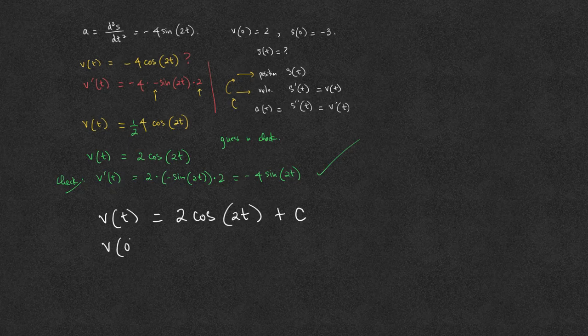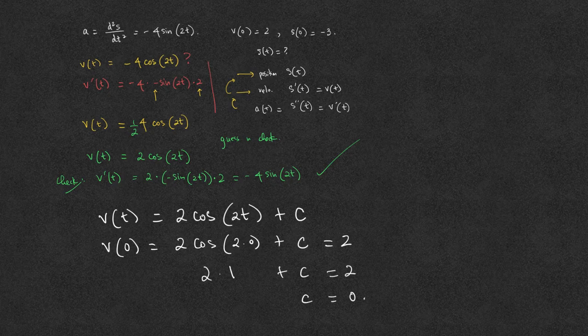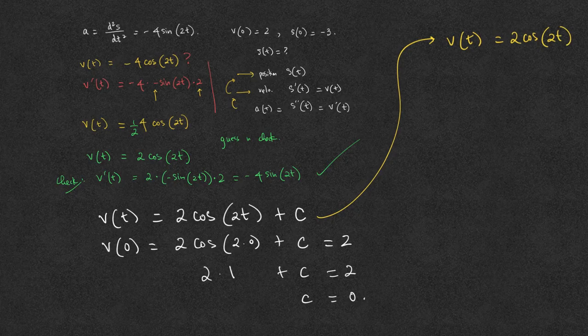If we plug in 0 for t, we replace t with 0 and rewrite everything else. This velocity is 2. 2 times cosine of 0, which is 1, plus c equals 2, and so c equals 0. We then update the equation, even though we added a plus c, but this c turned out to be 0 in this particular case. v of t is 2 cosine of 2t only. And so we took care of one step backward.